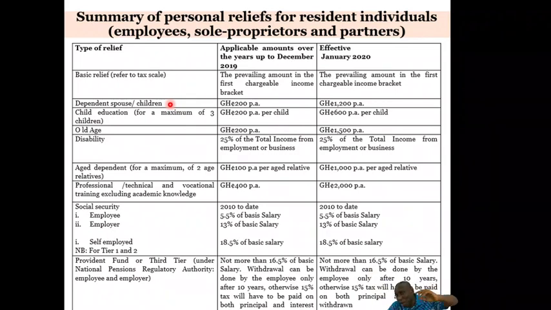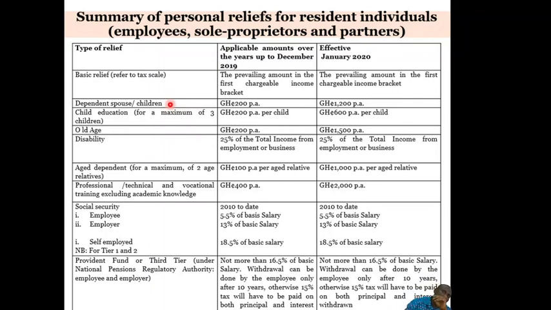But it should be from employment or business, but not from investment income. So if the guy is into employment and is into business at the same time, you add the 2 and find 25% of it. And that will be the relief for disability. So it's the same, it has not changed in 2020.